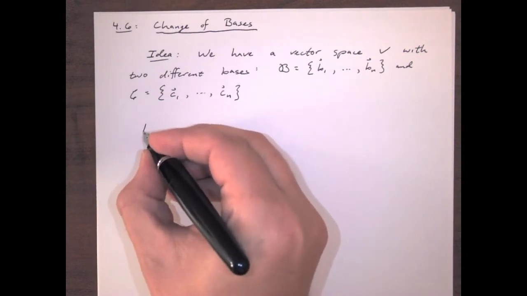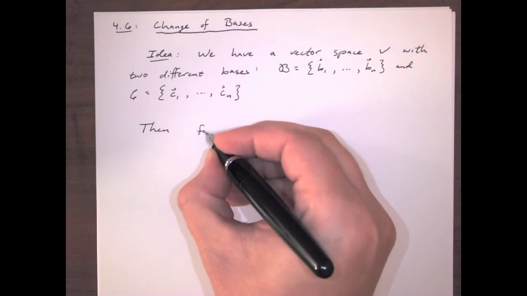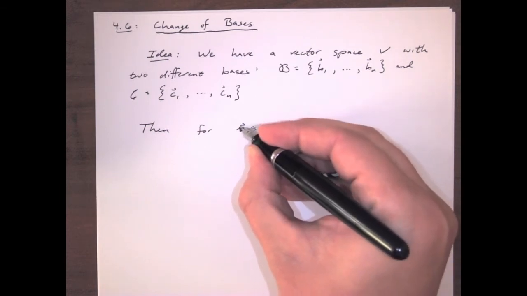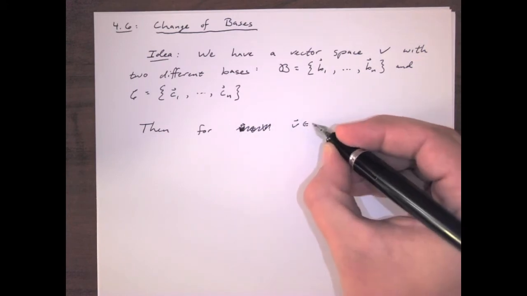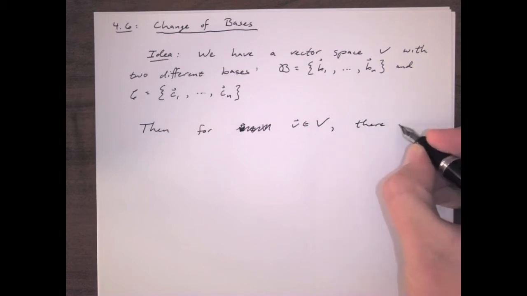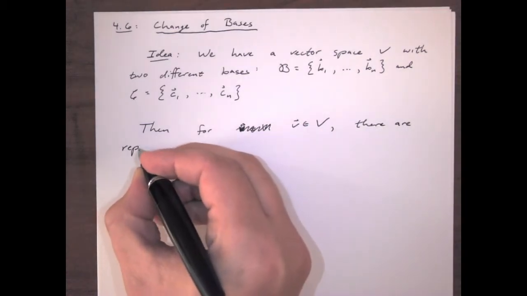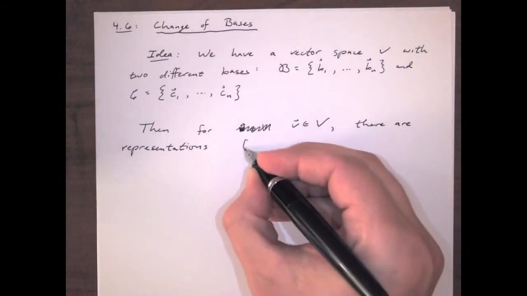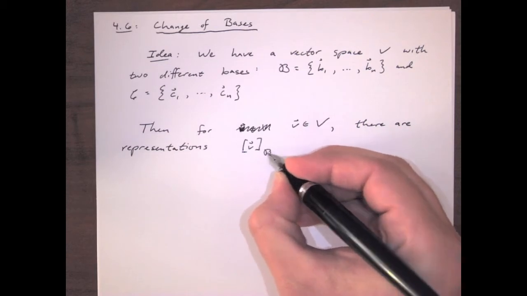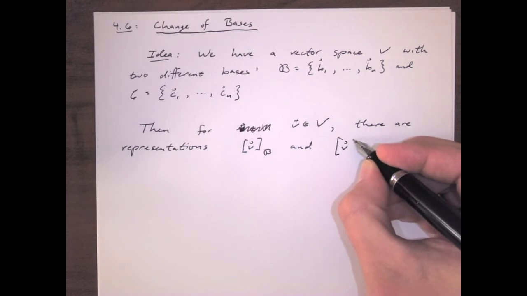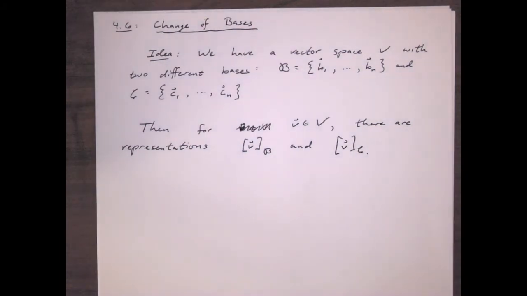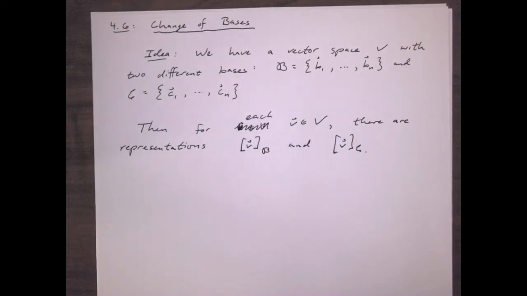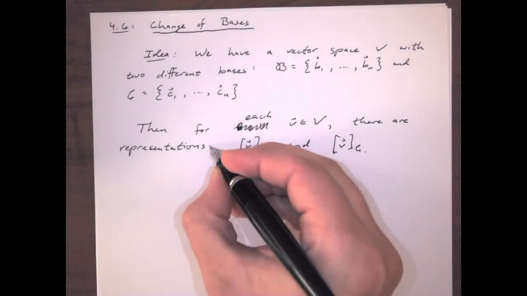So then, for each v in V, there are representations: v with respect to B and v with respect to C. For each v in V, there are two distinct representations, one relative to one basis, one relative to the other.